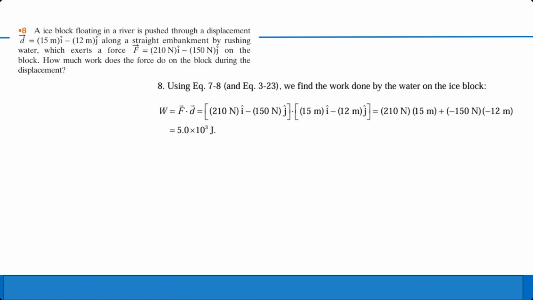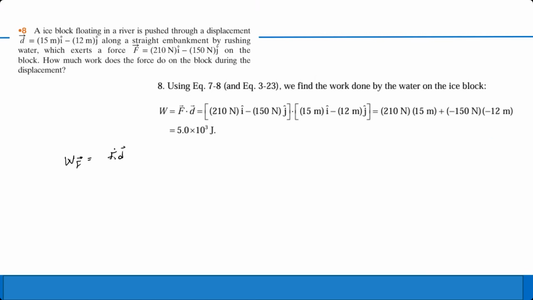So we're going to be solving some applications on what we took so far. I have here in question 8 an ice block floating in a river. It is pushed through a displacement d, which is equal to 15i minus 12j, along a straight embankment by rushing water, which exerts a force F, which is 210i minus 150j. We want the work done by this force.